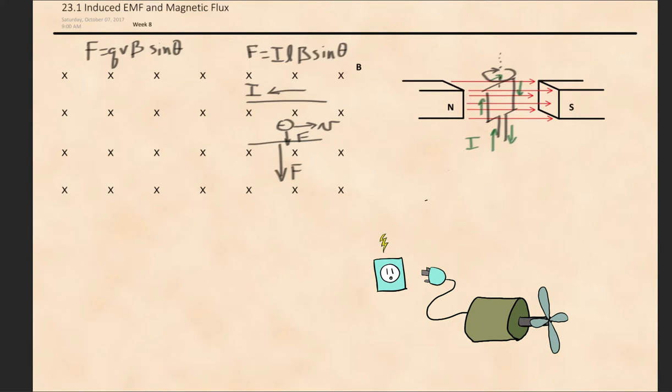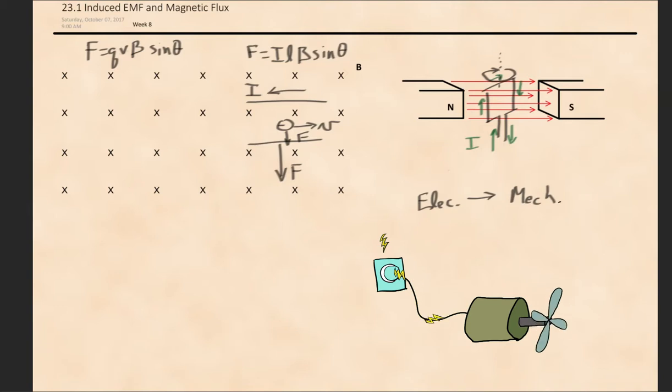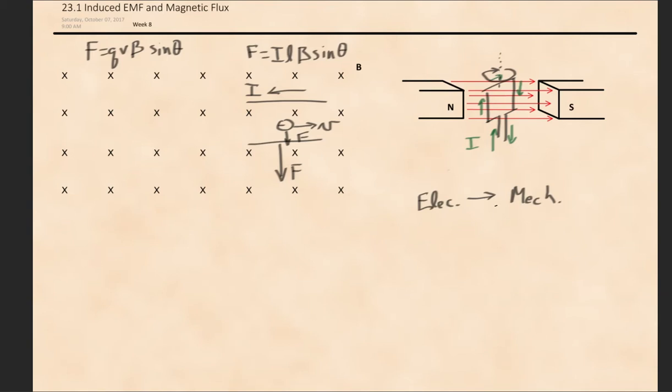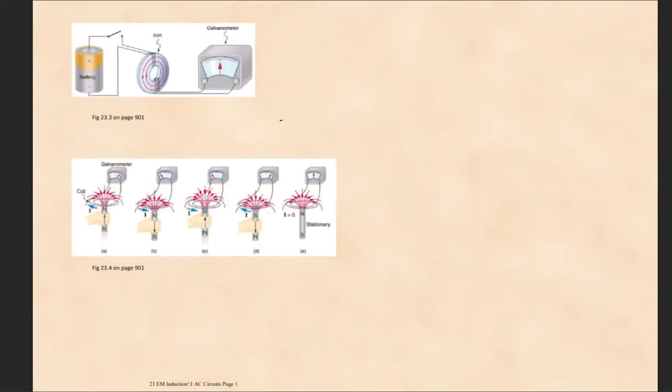In the case of a motor, we are taking electrical energy and turning it into mechanical energy. Electrical energy causes currents to flow through the wire, exerting forces which make them rotate inside of the magnetic field. Now in chapter 23, we want to reverse the process, where we take mechanical energy and turn it into electrical energy.